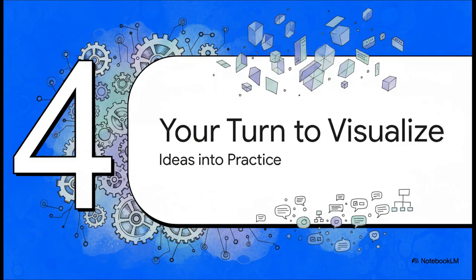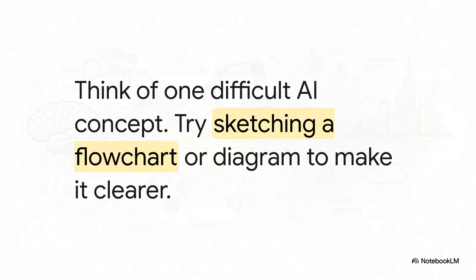Okay, so we've covered the why this is so important and the how with some simple tools. Now it's your turn. Let's talk about putting these ideas into practice. Here's a little exercise for you. Just think of one AI-related thing that's kind of a pain to explain. Maybe it's how your company's recommendation engine works. Just grab a piece of paper, a napkin, whatever, and try to sketch out a super basic flowchart for it. It doesn't have to be a masterpiece. The whole point is to just see how turning it into a visual makes it clearer, even in your own head first.